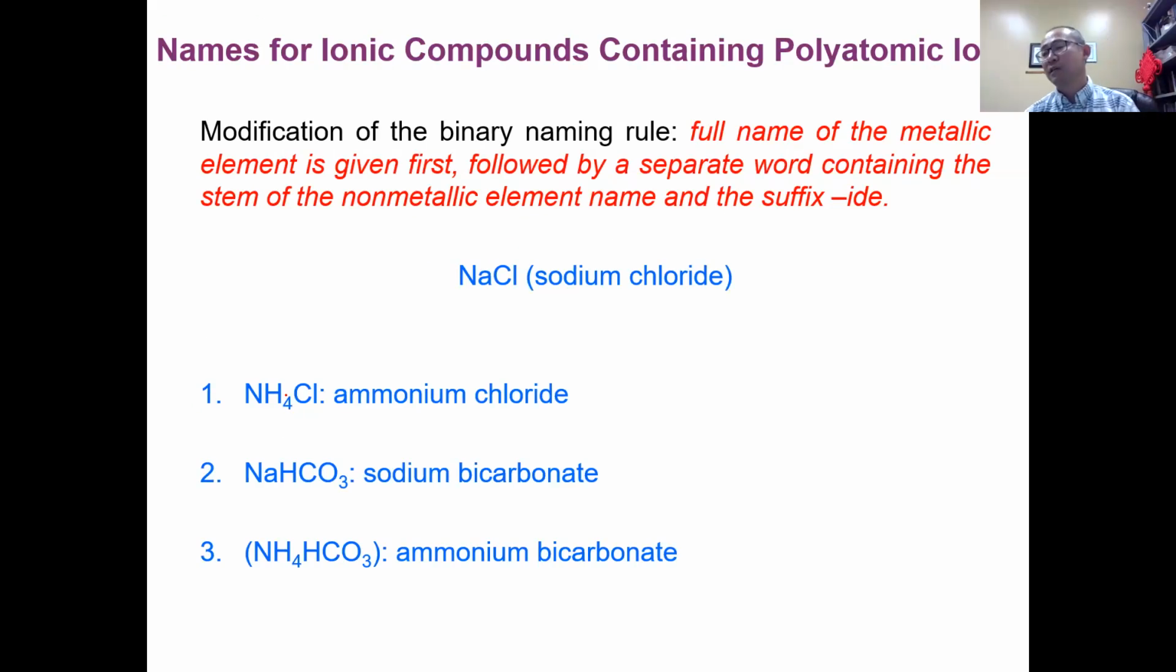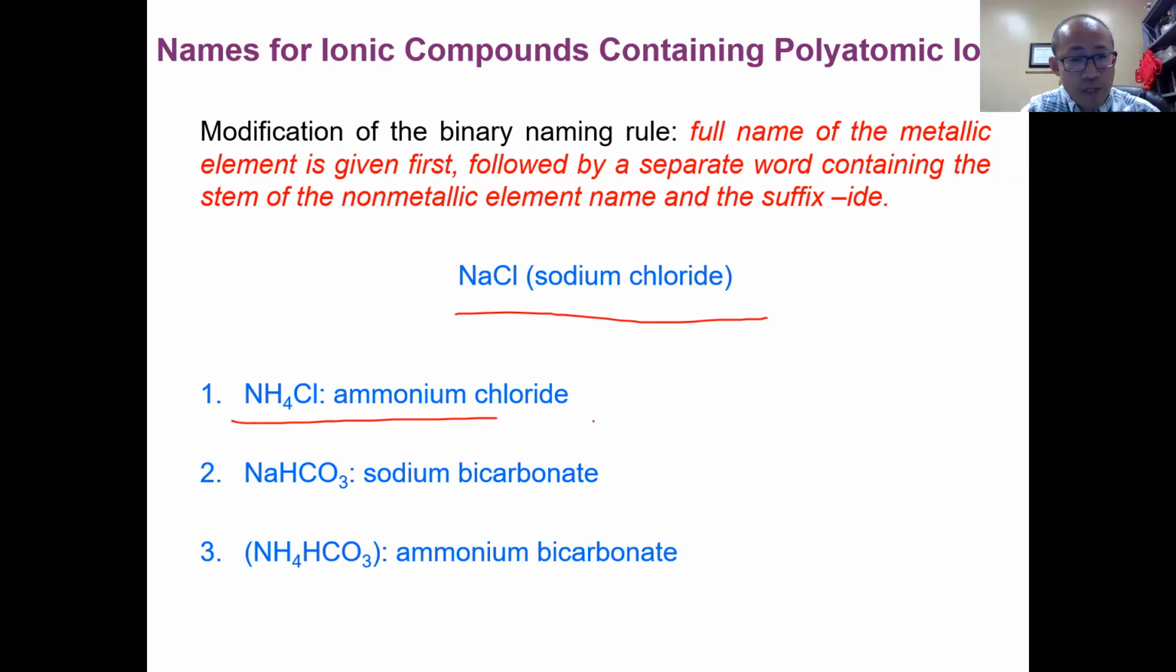After that, the last thing is naming ionic compounds containing polyatomic ions, which is also very straightforward. All you need is to modify the naming of a binary ionic compound using the name of the polyatomic ion. For example, we know this is sodium chloride, a binary ionic compound. Based on that, we modify it depending on whether your positive ion or negative ion is polyatomic.